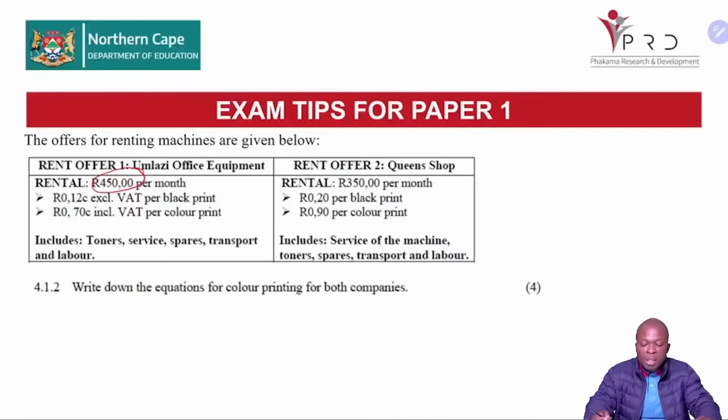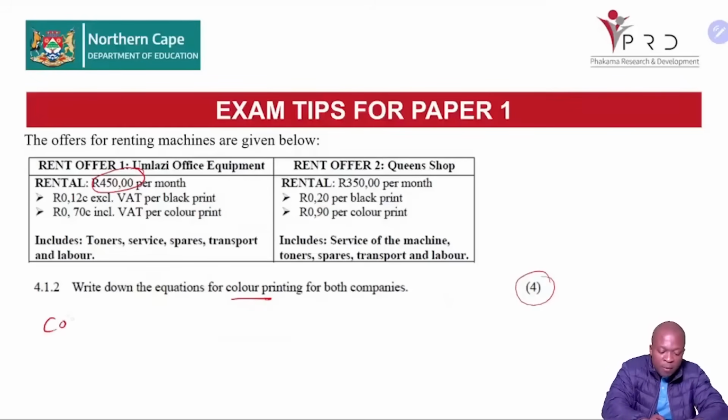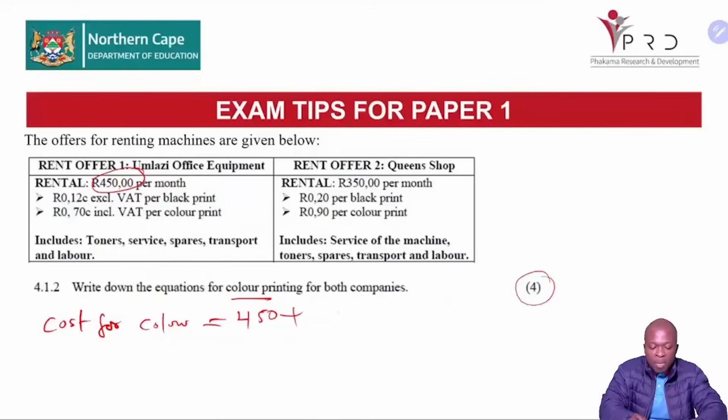Write equations for printing color for both companies. Then they gave us 4 marks. So how do we get to write the equations then? Now, let's start. So, if we want to find the cost for color, then it's going to be our fixed cost. That is going to be 450 plus how much do they charge for color? Is going to be 0.70 times the number of copies.